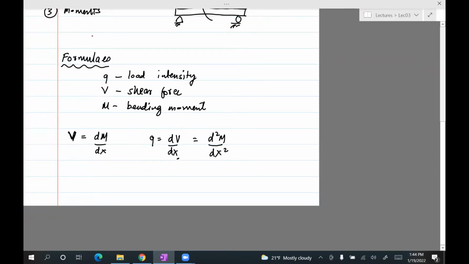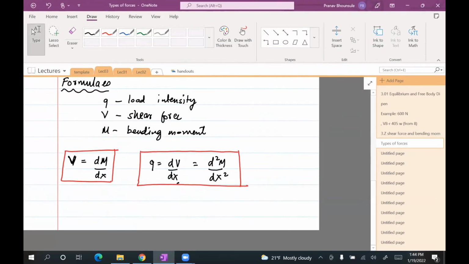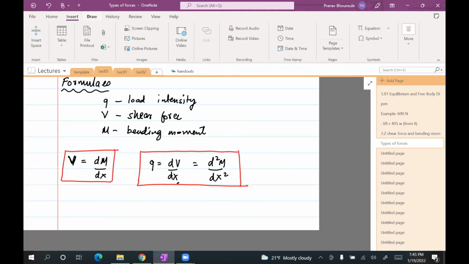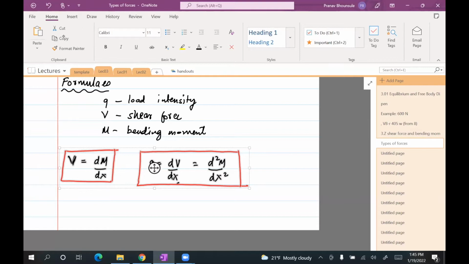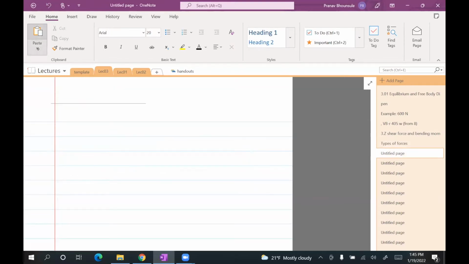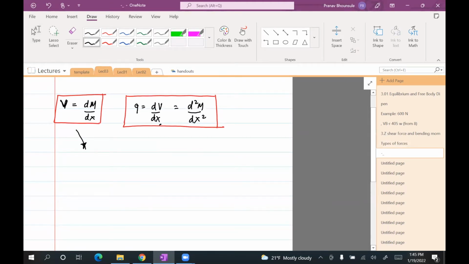So those are two equations which are central to shear force and bending moment diagrams. Okay, and then another way of looking at these equations is to integrate these equations. And those are useful sometimes when you draw the shear force and bending moment diagram.